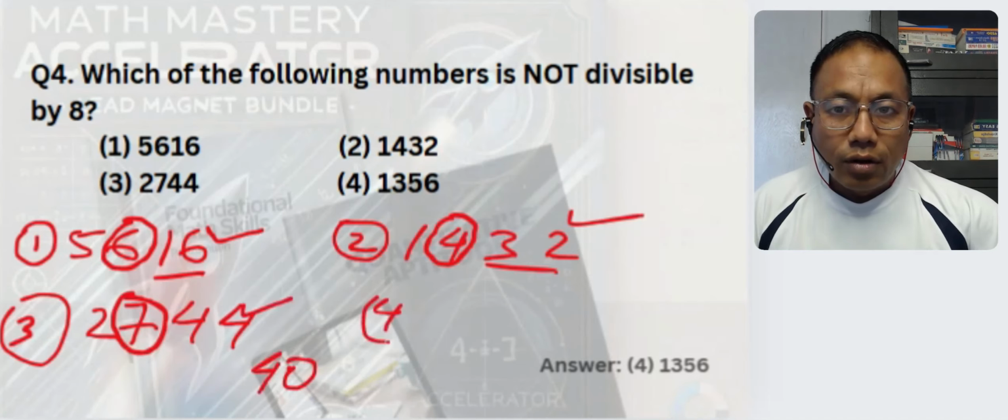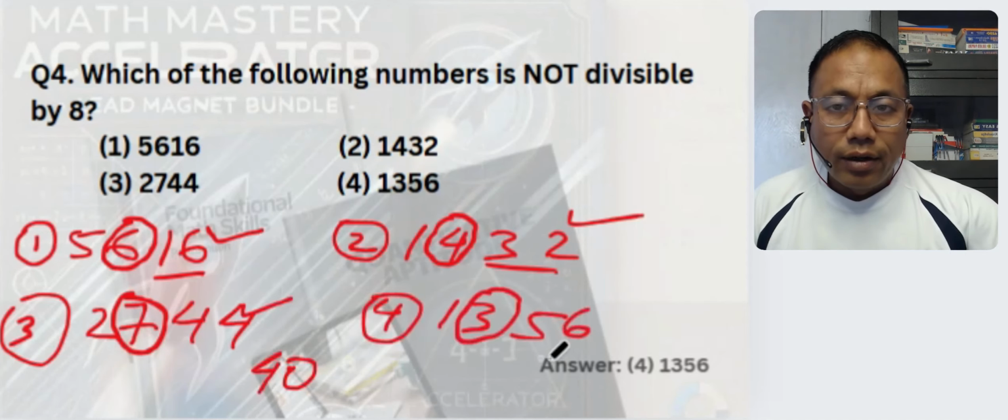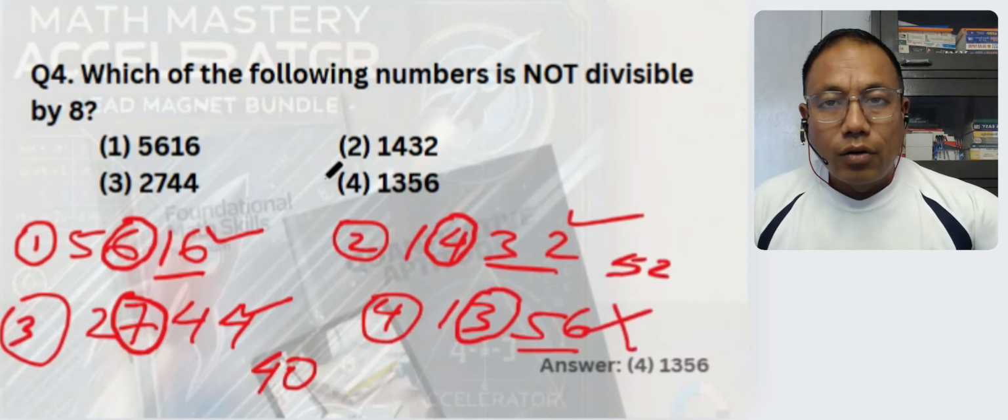Option 4, 1, 3, 5, 6. Hundreds place is odd. 56 minus 4 is 52, which is not divisible by 8. Option 4 is the right answer.